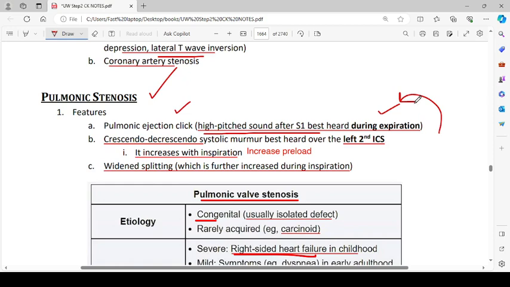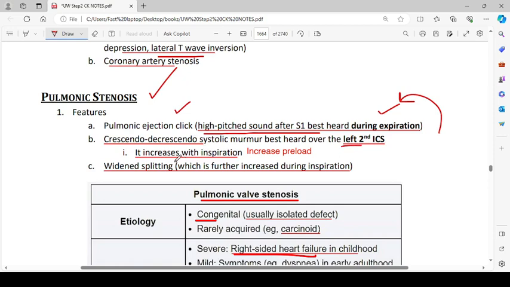Okay, during expiration. Why during expiration? Because if it is pulmonic stenosis, all the right-sided murmurs are exaggerated during inspiration. So why is this exaggerated during expiration? Pulmonic ejection click, that is a high-pitched sound after S1, best heard during expiration. Okay, so crescendo decrescendo systolic murmur, best heard over the left second intercostal space.